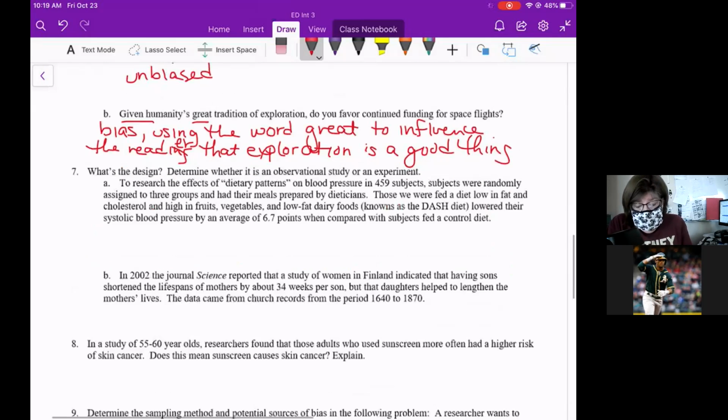Determine whether it's an observational study or an experiment. To research the effects of dietary patterns on blood pressure in 459 subjects, subjects were randomly assigned to 3 groups and had their meals prepared by dietitians. Those fed a diet low in fat and cholesterol and high in fruits, vegetables, and low fat dairy foods, known as the DASH diet, lowered their systolic blood pressure by an average of. When compared to this, observational study or experiment? It's an experiment. How do you know it's an experiment?